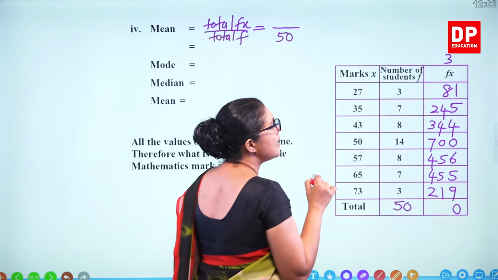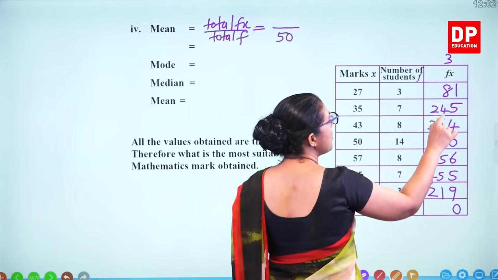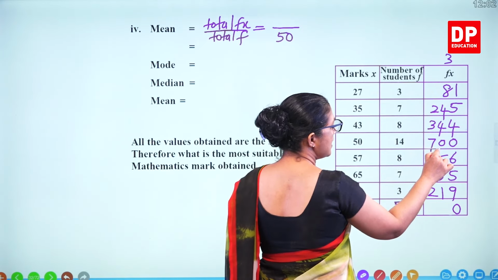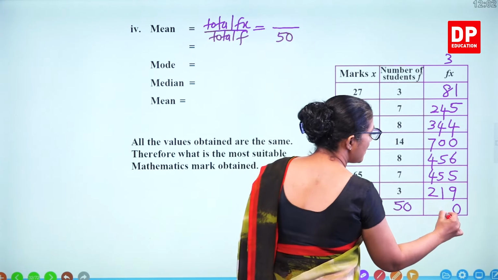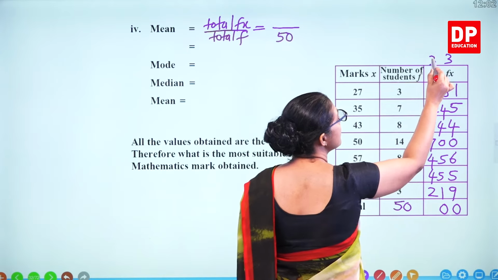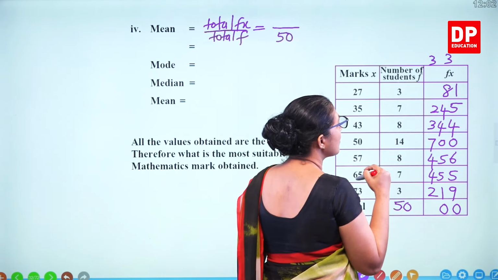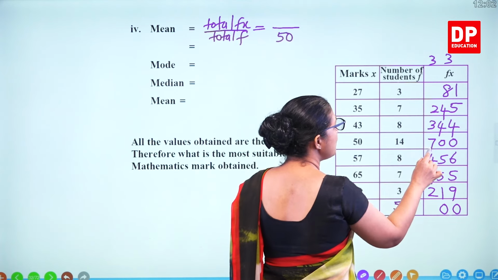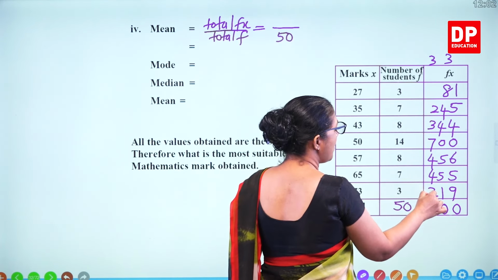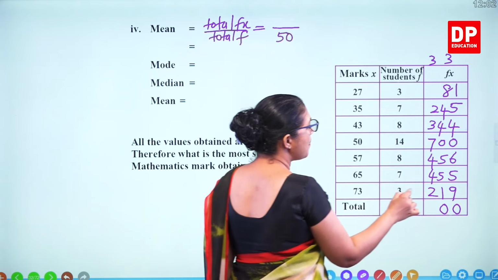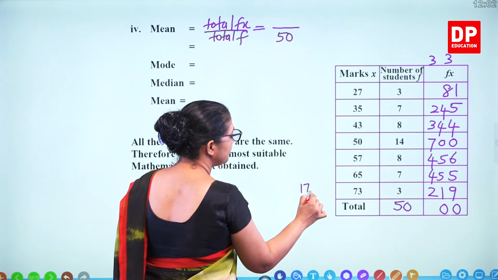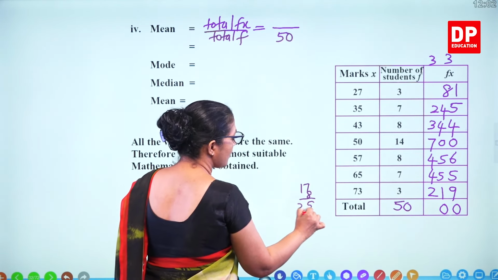8 plus 3, 11. 11 plus 8, 19. 20, 30. 3 remaining. 3 plus 2, 5. 5 plus 3, 8. 8 plus 7, 15. 15 plus 2, 17. 17 plus 8, 25.